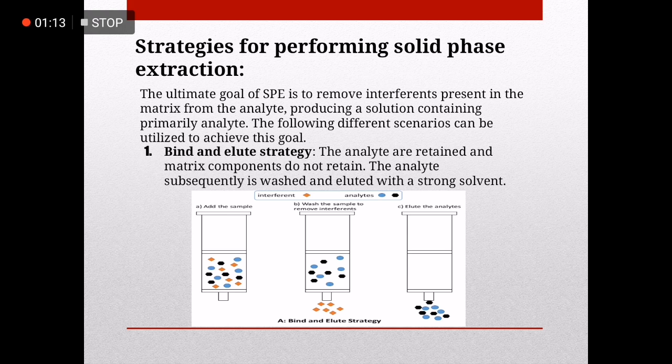So there are two main strategies that are adopted. First is the bind and elute strategy. In this strategy, a specific type of cartridge is used and the sample is filled inside the cartridge, and when the cartridge is washed off, due to the specific chemical property of the cartridge, the analytes are retained on the cartridge while the interferents are washed off, and after that the analytes are obtained from the cartridge.